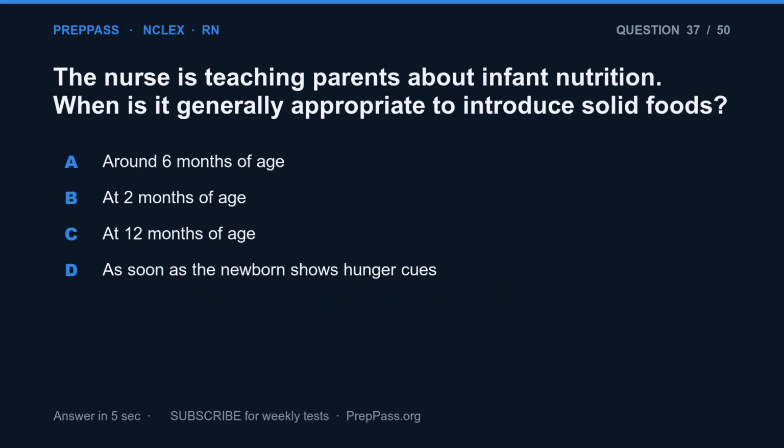Question 37. The nurse is teaching parents about infant nutrition. When is it generally appropriate to introduce solid foods? A. Around 6 months of age. B. At 2 months of age. C. At 12 months of age. D. As soon as the newborn shows hunger cues.